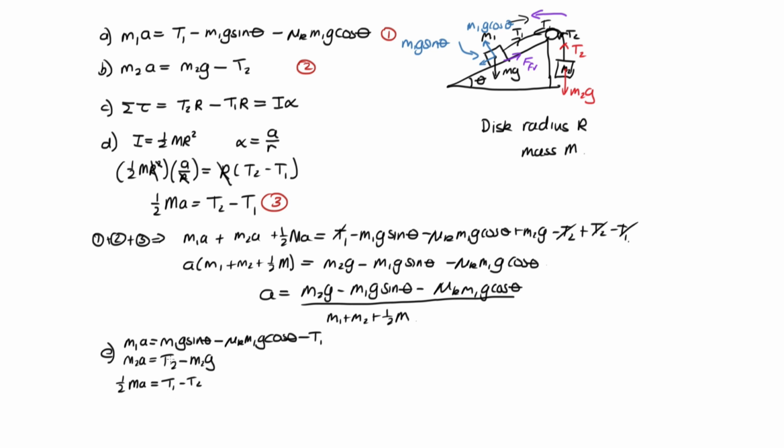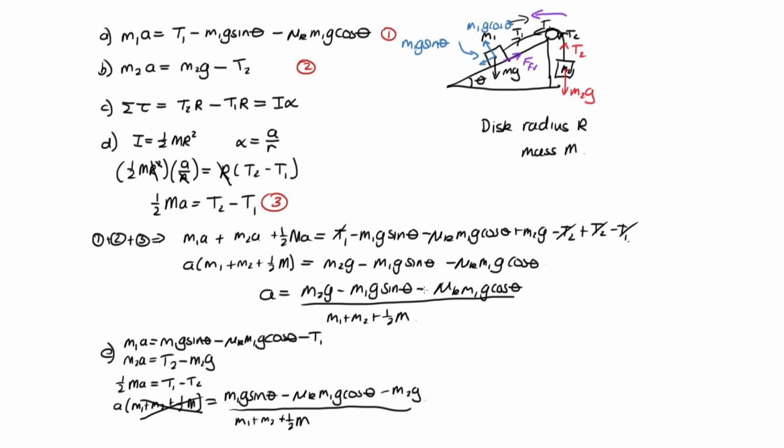Then once again, we can sum all these together. So hopefully you can see we'll end up with a times (m1 plus m2 plus a half capital M), and the T's will cancel, and we'll end up with m1g sine theta minus mu k m1g cos theta minus m2g. And so to get the acceleration, we just need to divide by this. So this will be over m1 plus m2 plus a half M, and I've left that off from there because I divided by it instead. I just didn't want to write it all out again. So this is our new expression.